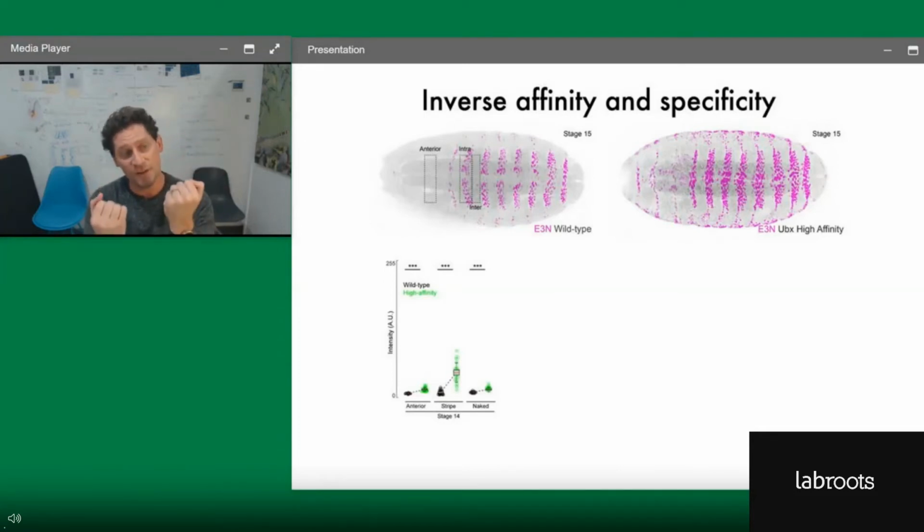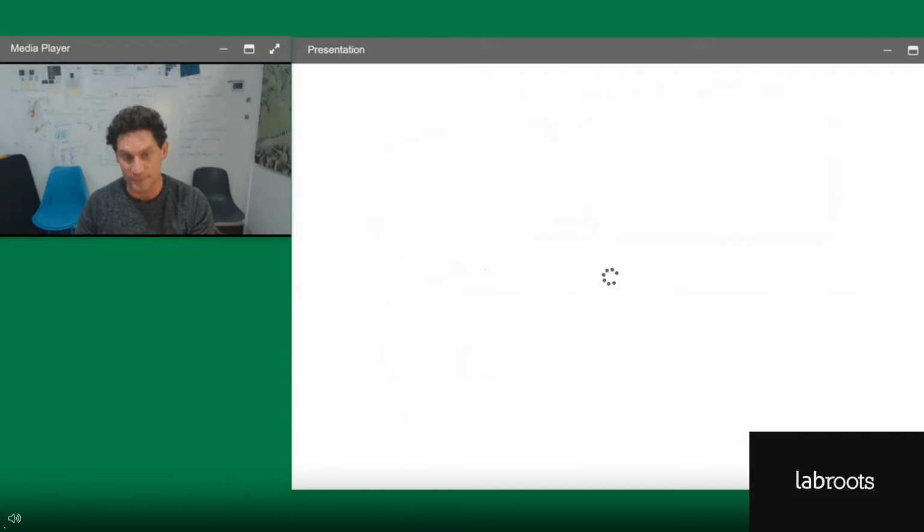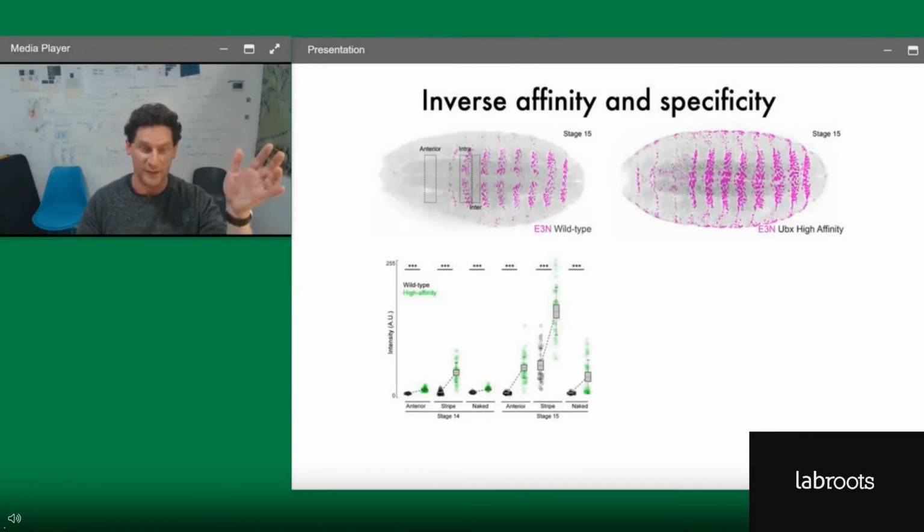What you can see at these early stage 14 embryos is that the higher affinity one is already starting to turn on in that stripe. So we label this as a stripe at stage 14. This is actually the stage prior to when it's normally turning on in Drosophila development. And this becomes even more exaggerated, not just where it's normally expressed: in between stripes, if you quantify this, you see it's turning on all over the place. So clearly this could be quite bad.